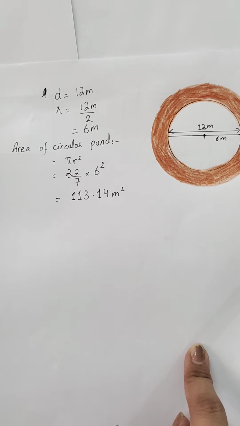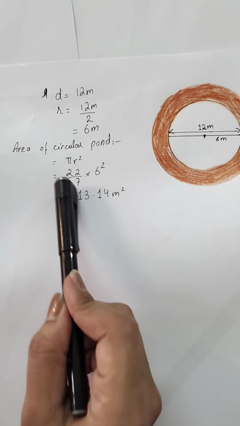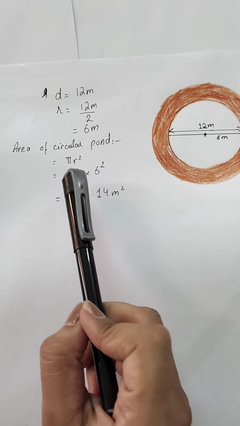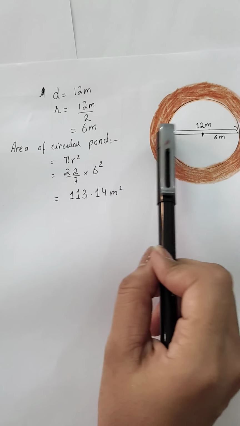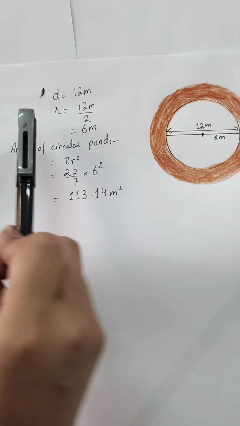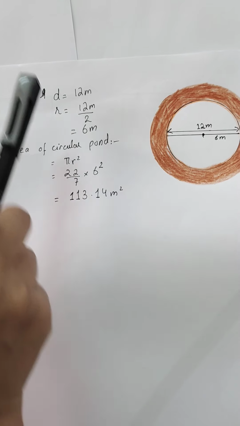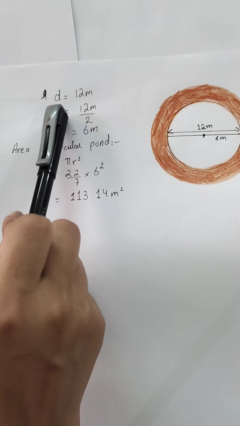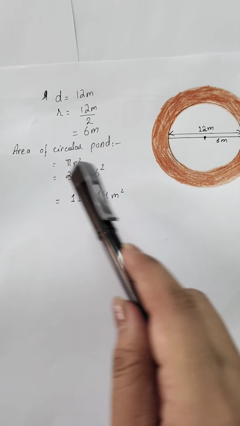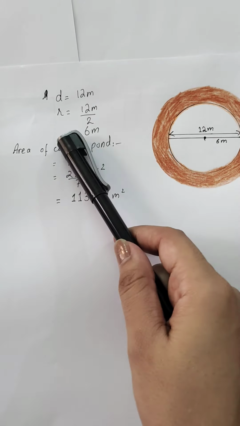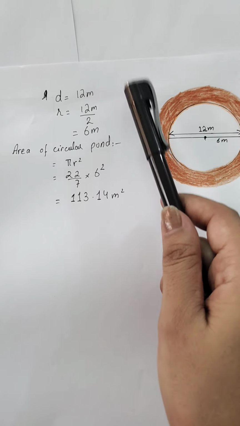As we know that the area of a circle is pi r square, so I need the value of r, and in the question we have the diameter. So first of all we will convert the diameter into the radius. D is equal to 12 and radius is equal to 12 by 2. So you will get the radius 6 meter, because radius is half of the diameter.